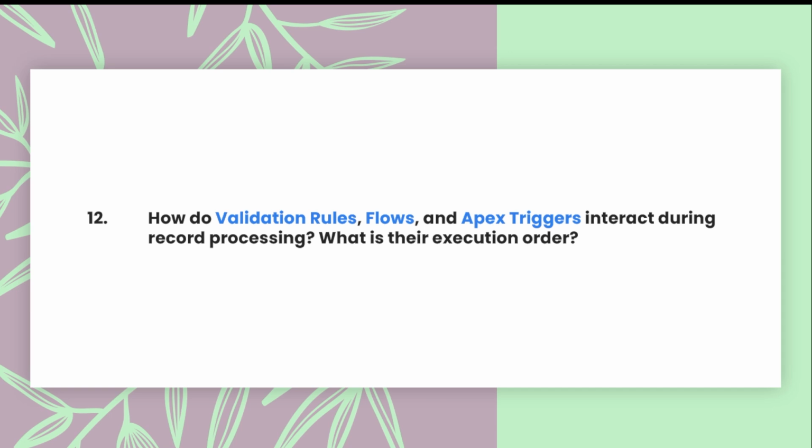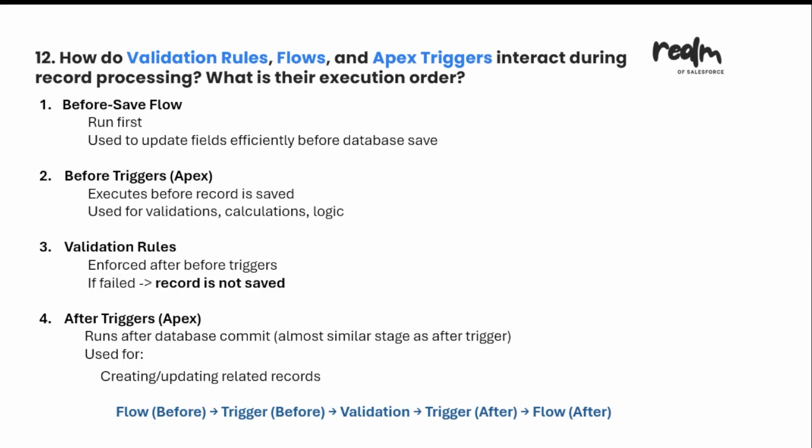What is the order of execution? First, the before-save flow will run, which is used to update fields efficiently before the database save. Then the before trigger will run. It executes before the record is saved and is used for validation, calculations and logic. And then the validation rule will run. If the validation rule fails, the record is not going to save.